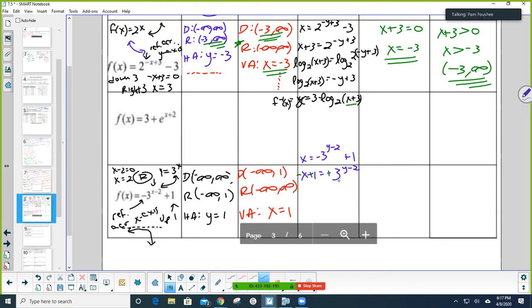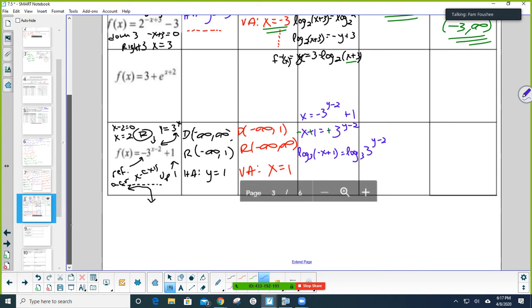And now this tells me what my base should be. Log base 3 of -x plus 1 equals log base 3 of 3 to the y minus 2. So this stays the same. I'm going to come down here and write it so I can write a little bit bigger. I've got log base 3 of -x plus 1 equals, because those two are the same, that's our cheat. It cancels out. I'm going to add 2 to both sides.